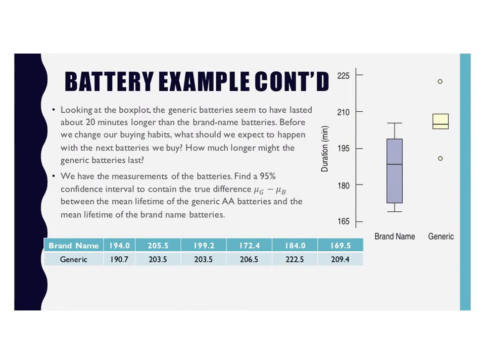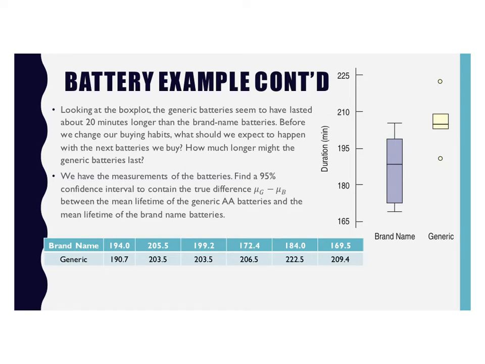Back to our battery example, if we look at the box plot, the generic batteries seem to have lasted about 20 minutes longer than the brand name batteries. Before we change our buying habits, what should we expect to happen with the next batteries we buy? How much longer might the generic batteries last? We have the measurements of the batteries. We're going to find a 95% confidence interval to contain the true difference, mu sub g minus mu sub b, between the mean lifetime of the generic AA batteries and the mean lifetime of the brand name batteries.